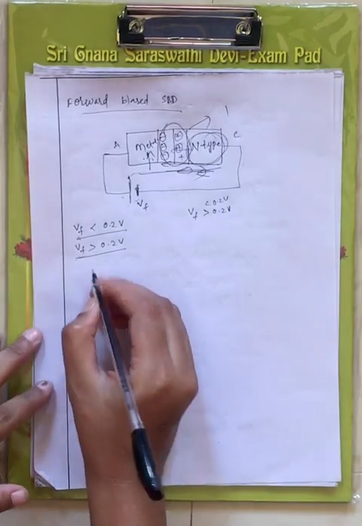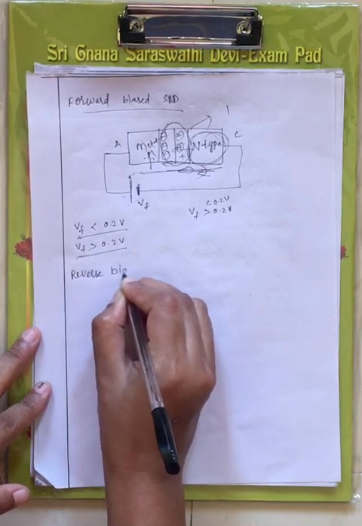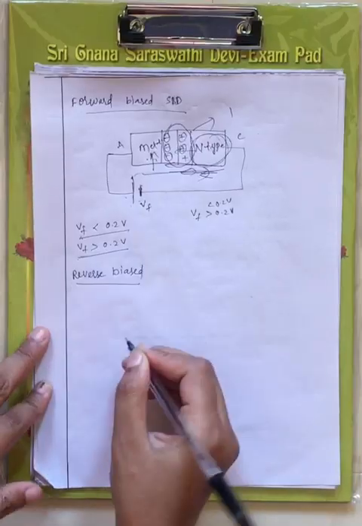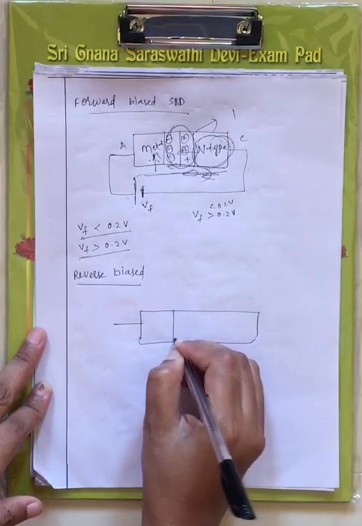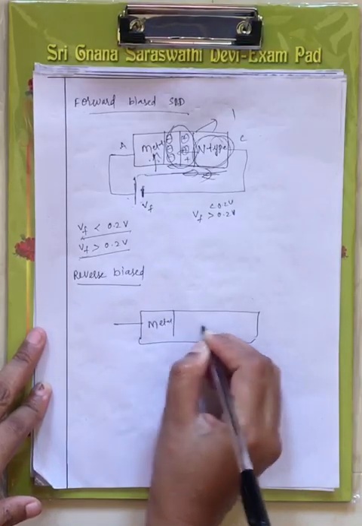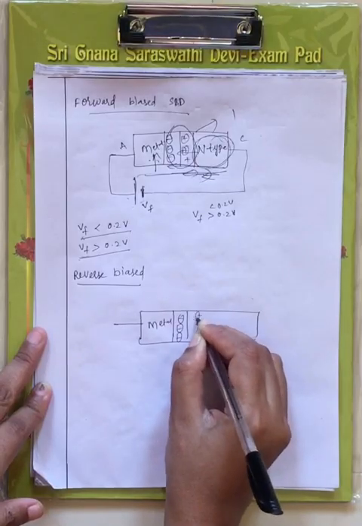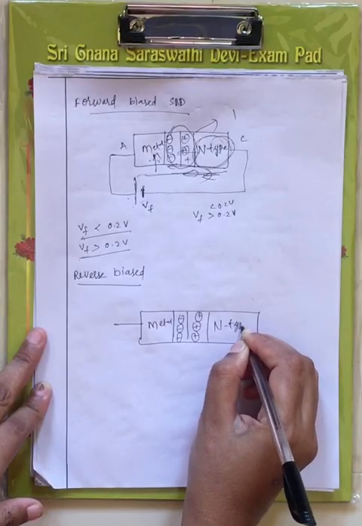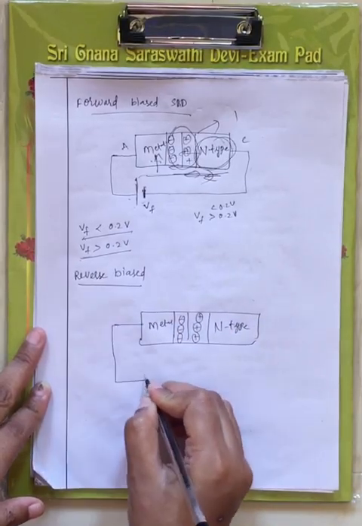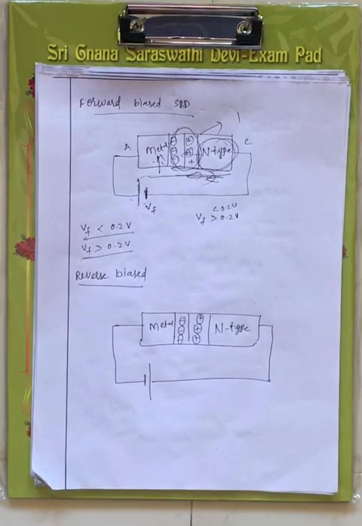Now let us see reverse biased. Metal, you have negative ions at the metal part and positive ions at your n-type, and anode is connected to the negative terminal of the battery and cathode is connected to the positive terminal of the battery. This is under reverse bias.